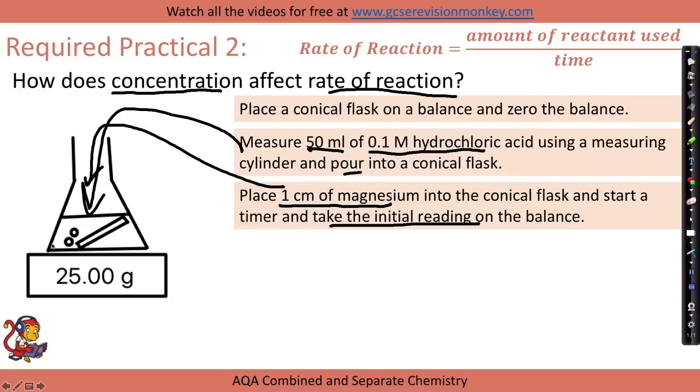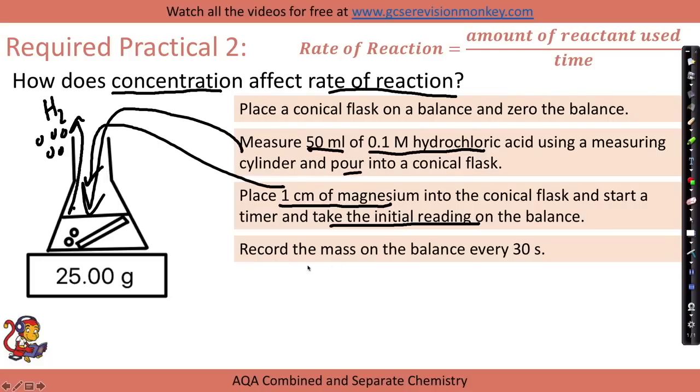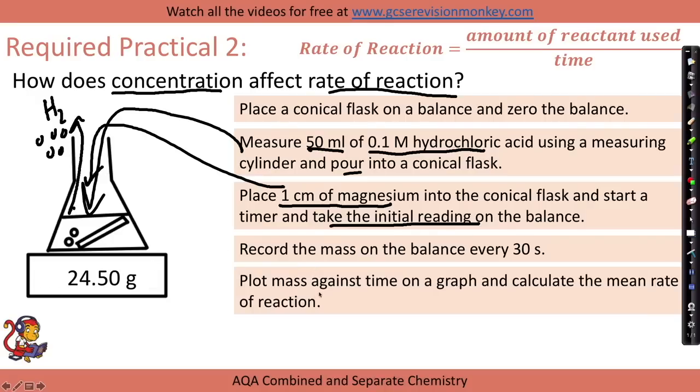Now again we're using magnesium and acid, so we're producing a gas, and because we have no bung on the conical flask, that gas is going to be allowed to escape out of the conical flask. And in doing so, because mass is escaping from the system, the reading on the balance is going to go down. So to calculate the rate of reaction, we can record the mass on the balance every 30 seconds. So we'd wait 30 seconds, write down the new mass, another 30 seconds, again writing down the mass, and so on, and so on.